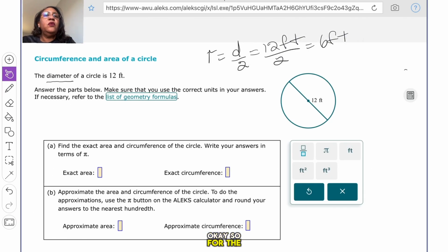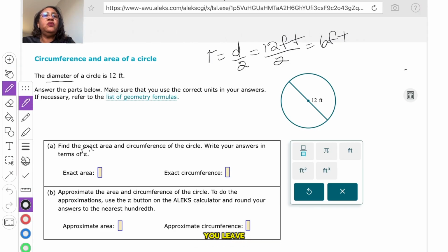For the exact area, you also have to be careful, because exact means that they want it in terms of pi. So that means that you leave it as pi. So for the area of this, the area is going to be pi r squared.